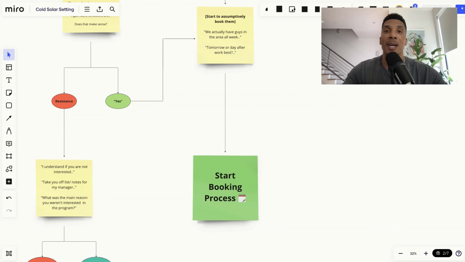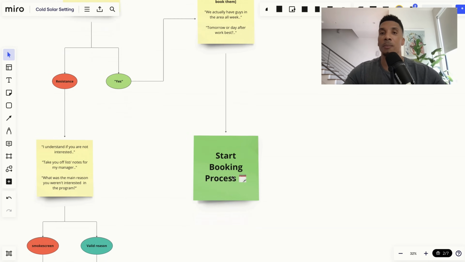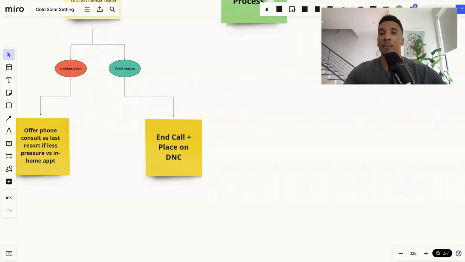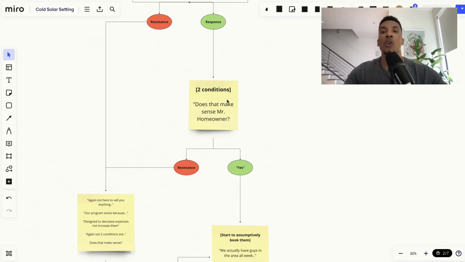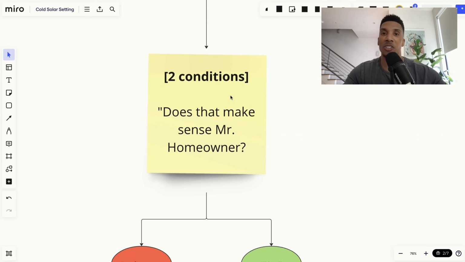So at that point, if we go, hey, we got guys in the area all week, would tomorrow, the day after be best? And they go, hey, tomorrow, tomorrow evening will probably be best. Me and my wife are both free then. Perfect. We're going to start the booking process at that point, because the two conditions is so simple that a child can understand it. It's so simple. Every homeowner can understand it.